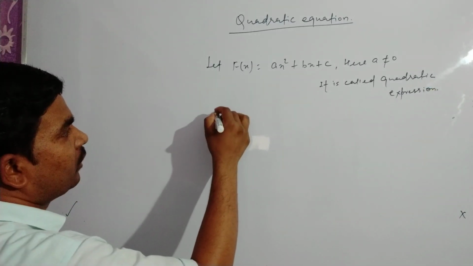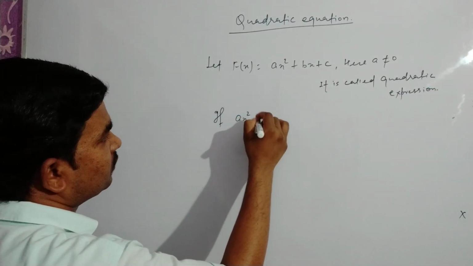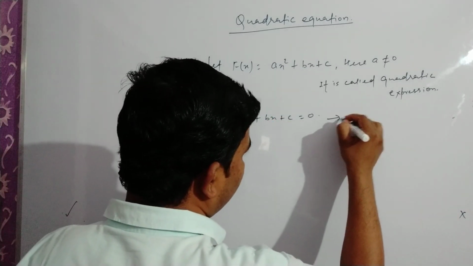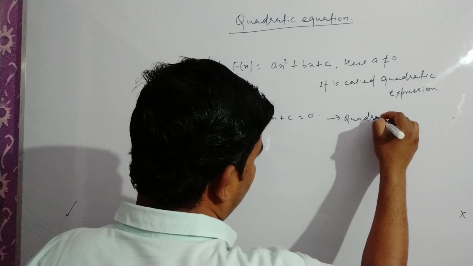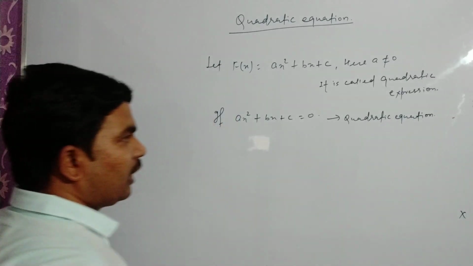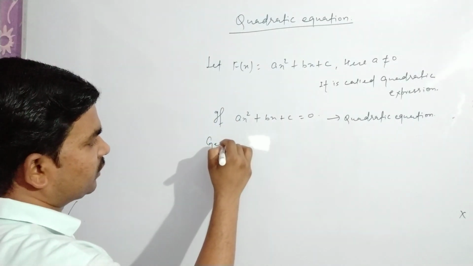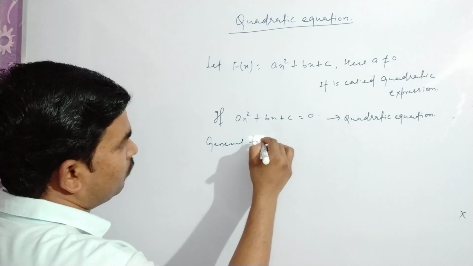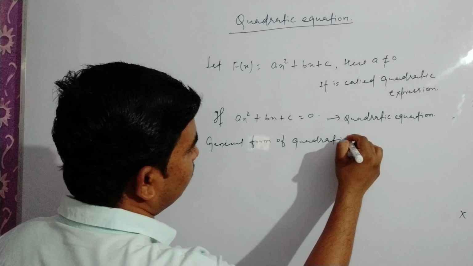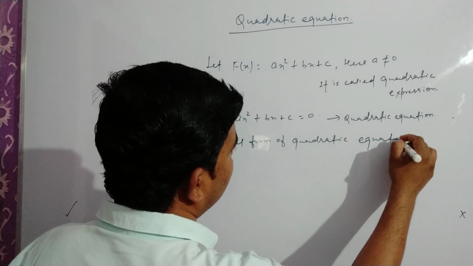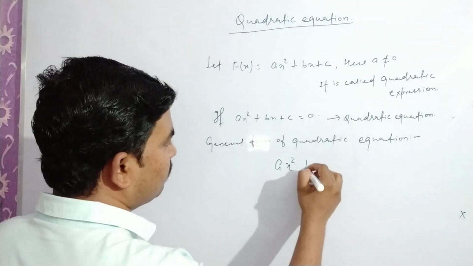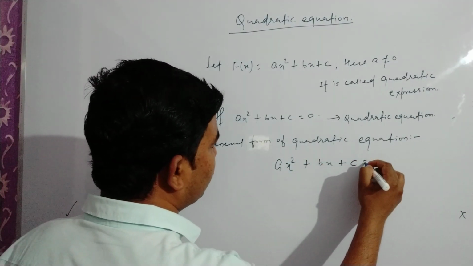And if ax square plus bx plus c equal to 0, then this is called the quadratic equation. So first you write the general form of quadratic equation. The general form of quadratic equation is ax square plus bx plus c equal to 0.